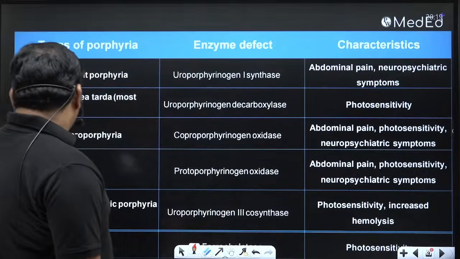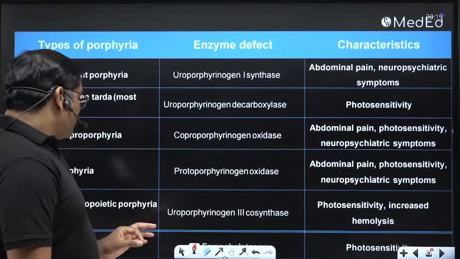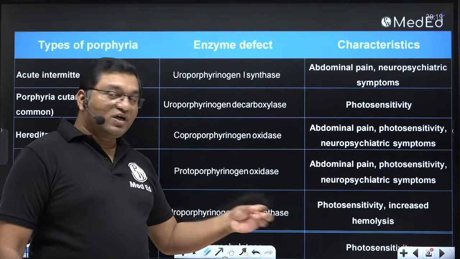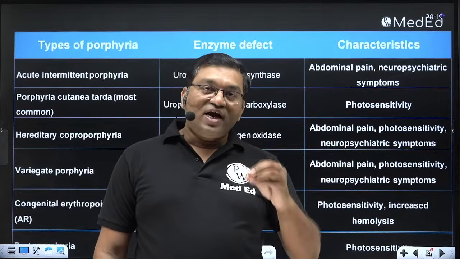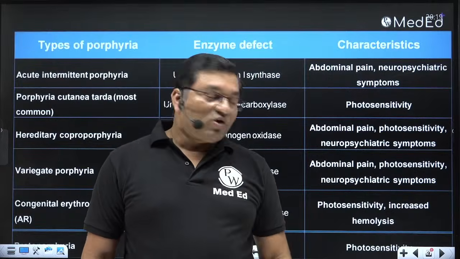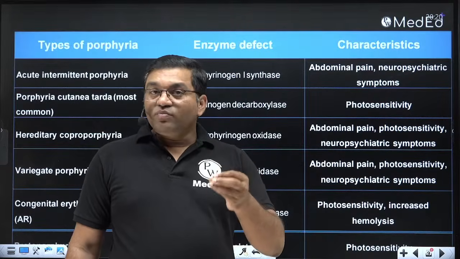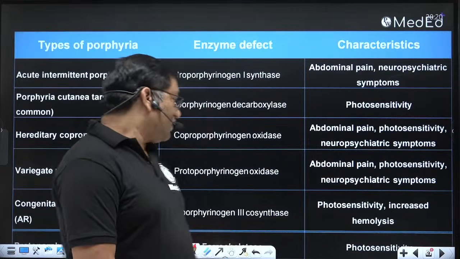Okay. Now congenital erythropoietic porphyria is known as Gunther's disease, and it is because of uroporphyrinogen 3 co-synthase defect. There is erythrodontia, red fluorescence on Wood's lamp examination, and urine also shows red fluorescence on Wood's lamp examination, because of porphyrin excretion in congenital erythropoietic porphyria.